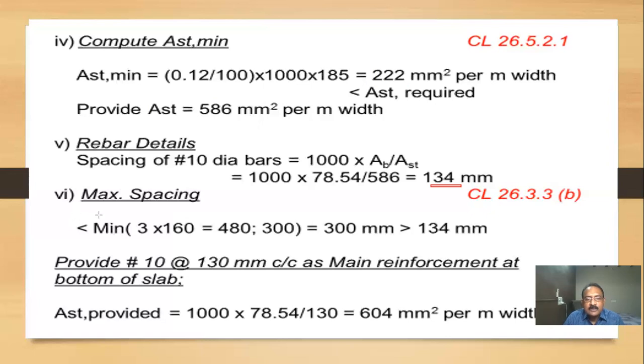See how these steps are done. You have to solve yourself. When you solve yourself, you will get the logics and concepts. Then you provide 10 mm, and you make it a round figure, 130 mm. So 130 mm as the main reinforcement. Then you calculate the actual area of reinforcement provided. That is, instead of 134, you provided 130. So total provided area Ast equal to 60 mm square per meter width. Okay.